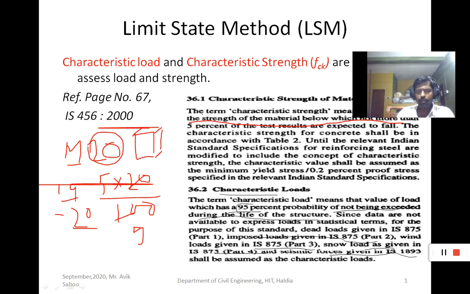Whereas to define the characteristic strength, the 5% test results are expected to fall. So in limit state method, the characteristic load as well as characteristic strength are considered to estimate the load and assess the strength.